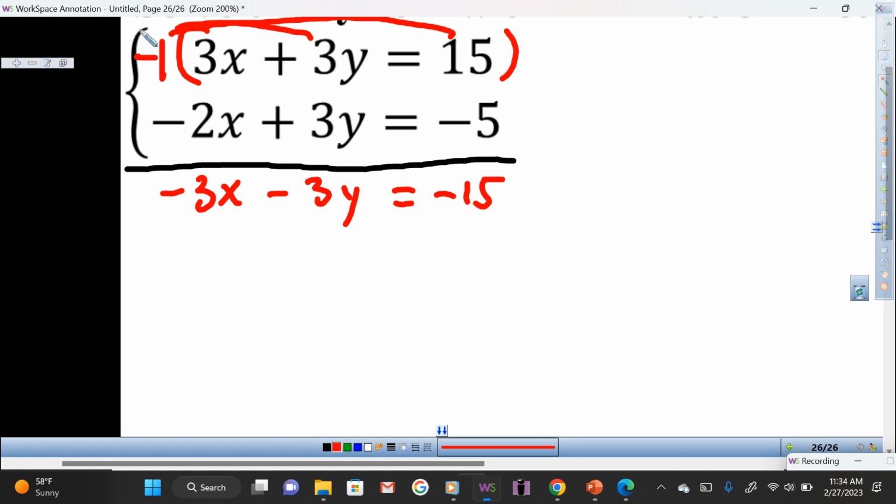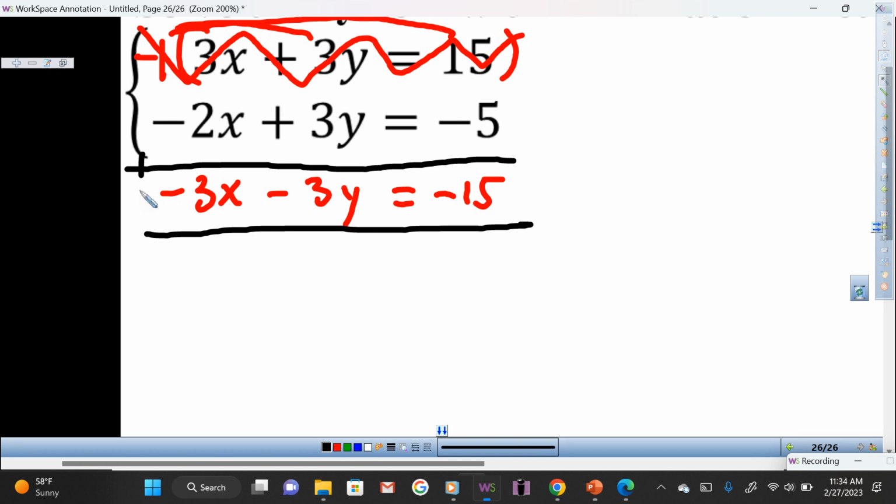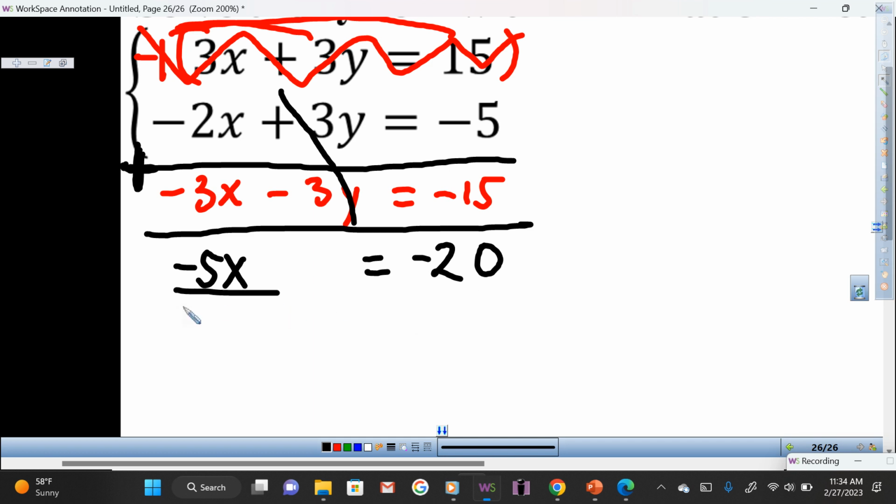Now look, we no longer need this top one anymore. Cross it out. And now we just focus on the two bottom ones. And we do the process of elimination. All right, so negative 2x and negative 3x, that's negative 5x. 3y minus 3y, cancel. Negative 5 and negative 15, that's negative 20. And the rest is history, yeah?